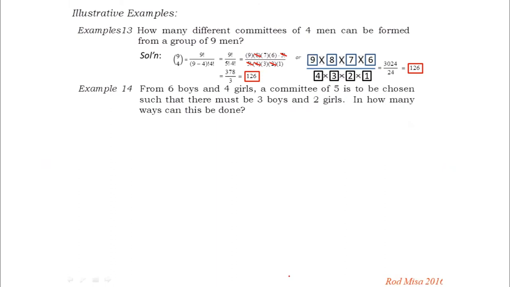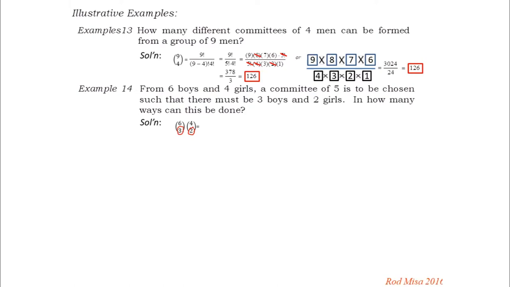From 6 boys and 4 girls, a committee of 5 is to be chosen such that there must be 3 boys and 2 girls in that committee of 5. In how many ways can this be done? So remember that you will be forming committees of 5, wherein in this committee of 5, there will be 3 boys and 2 girls here. But take note that your 3 boys must be taken from the group of 6 boys, and your 2 girls must be taken from the group of 4 girls.